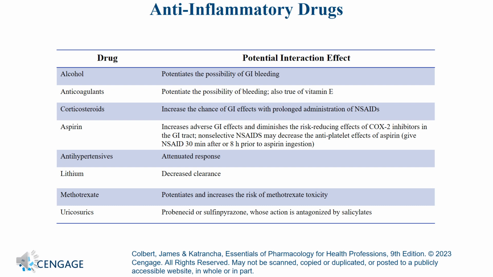With antihypertensives, the response is diminished. Lithium has decreased clearance. Methotrexate toxicity risk is potentiated and increased. Uricosurics, such as probenecid and sulfinpyrazone, have an action that is antagonized by salicylates.